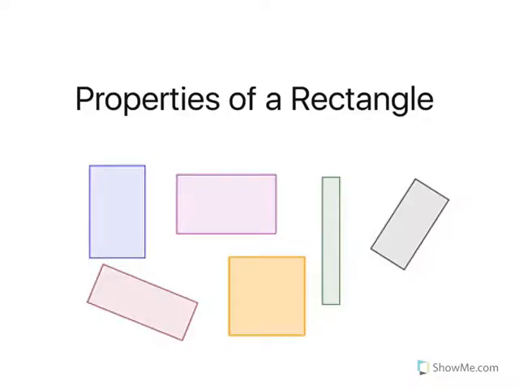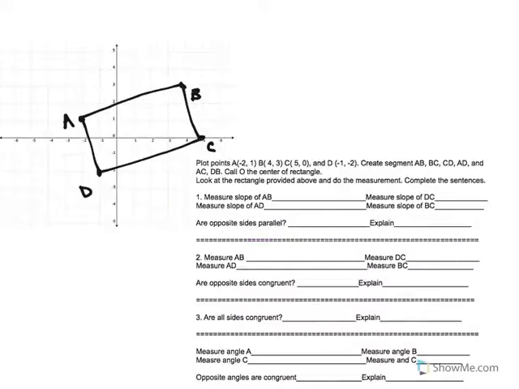Today we discovered the properties of a rectangle using the coordinate plane. In this example here, it says plot points A, B, C, and D. Create segments AB, BC, CD, AD, and diagonals AC and DB. Call O the center of the rectangle. Look at the rectangle provided above and do the measurement.